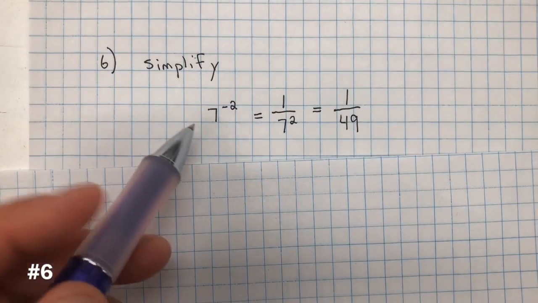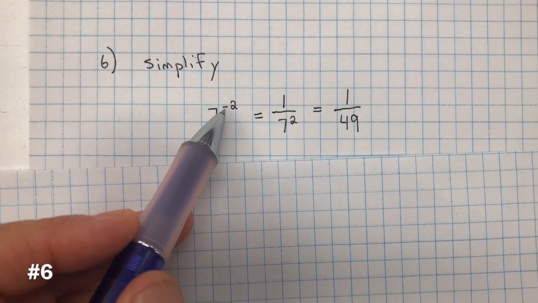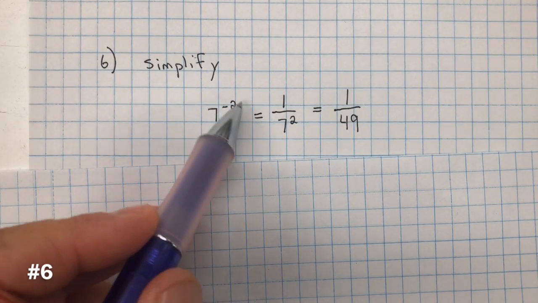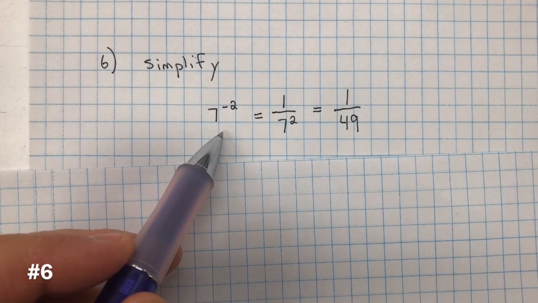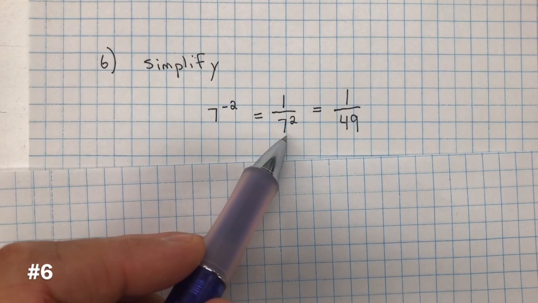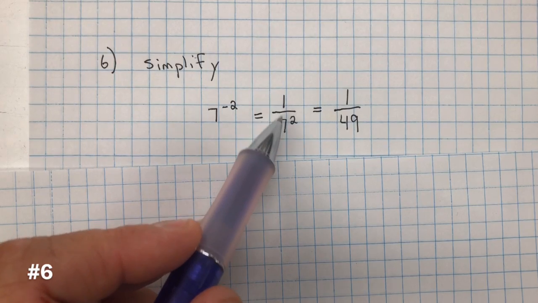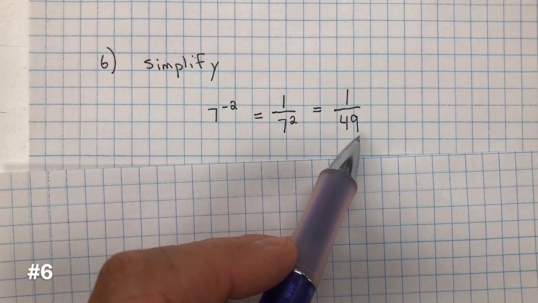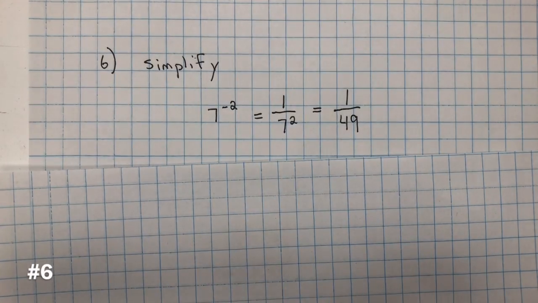For number 6, I need to simplify 7 to the negative second power. And remember, you can't have a negative exponent, so you'll have to take the reciprocal of that, which brings it down from the numerator down to the denominator. So 1 over 7 to the second power. 7 squared is 7 multiplied by 7, which equals 1 over 49.